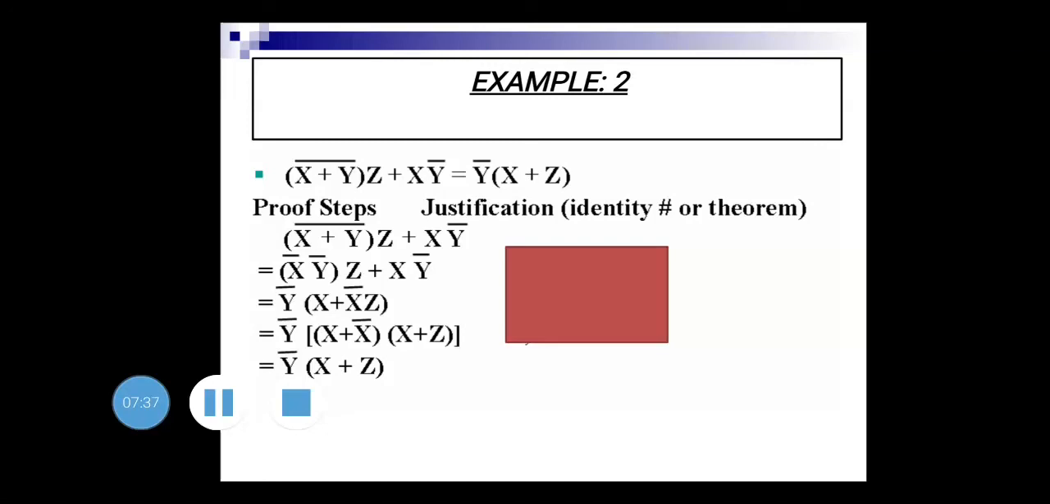And you remember the OR law. In OR law it is written a plus a bar is equal to always 1. So here instead of a you are having x. So x plus x bar is equal to 1. And 1 multiplied with the bracket of x plus z is x plus z. And you get the right hand side, that is y bar bracket x plus z.